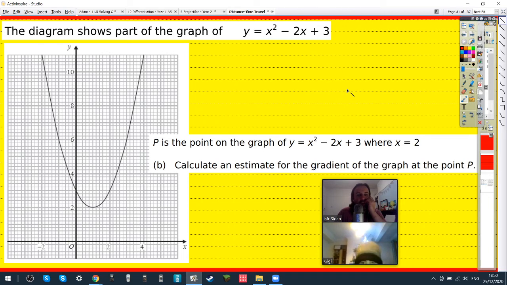Is it 1.5? I'm not sure. Let's see. How did you get that?